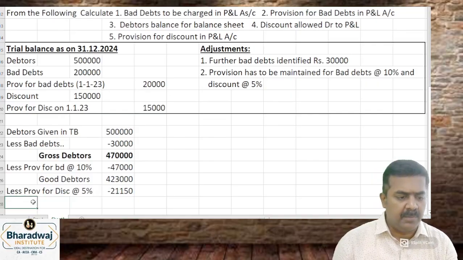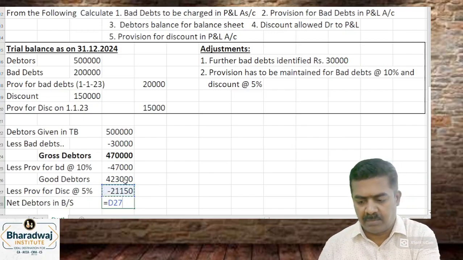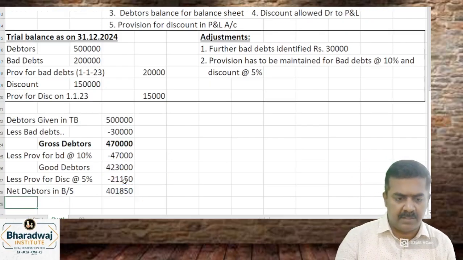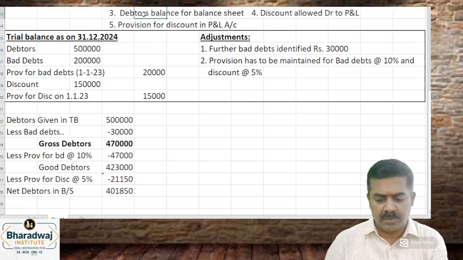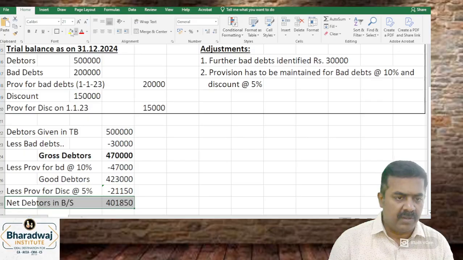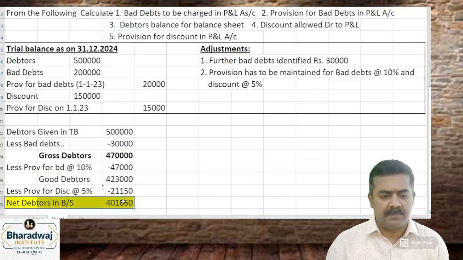Okay, so if you eliminate that, net debtors in the balance sheet will come. 4,23,000 minus this will give you net debtors for balance sheet. This will give us net debtors for balance sheet. So we have answered one question. Debtors balance for the balance sheet we answered.